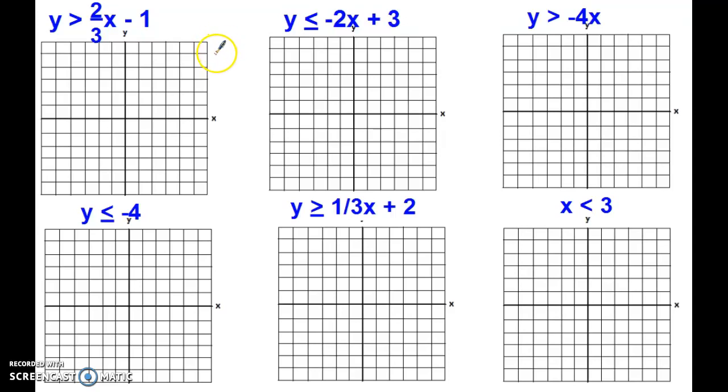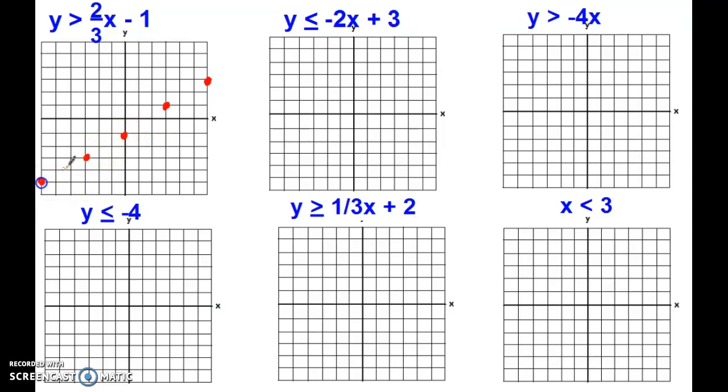All right, so y is greater than 2/3 x minus 1. We graph this like a regular line with the slope of 2/3 and the y-intercept of -1. So we start down here at -1, and then the slope of 2/3 says go up to the right 3, up to the right 3, down to the left 3.